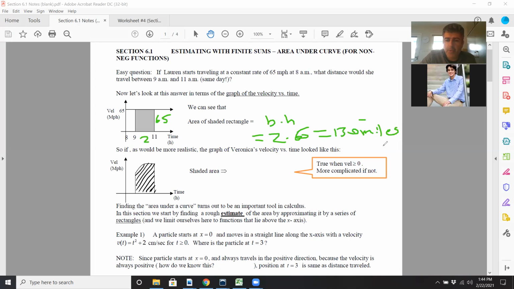Plus, it should be pretty intuitive. You're going 65 miles per hour for 2 hours: 65 times 2, distance equals rate times time, you get 130. Also think about the units as well: 2 hours times 65 miles per hour, the hours cancel, you get 130.